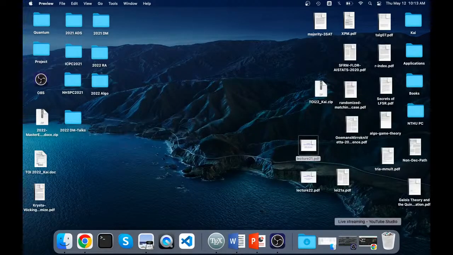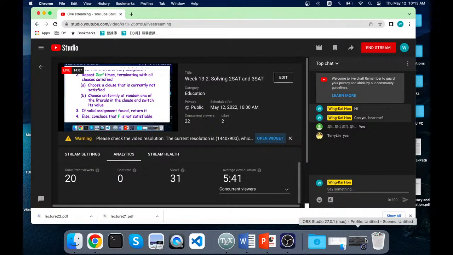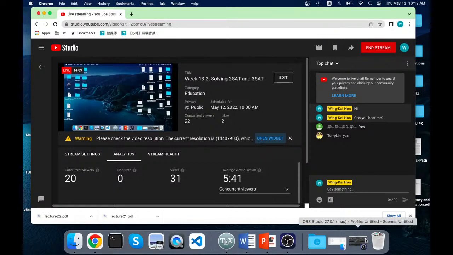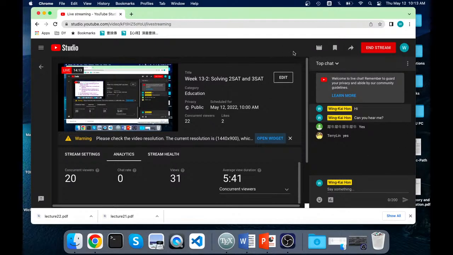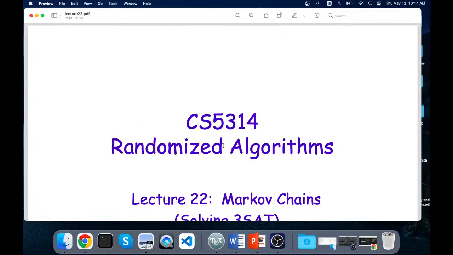Okay, so let me double check. I think everyone is okay with this, right? If we are all okay, let's now move on to the three-SAT case. You will see that the algorithm is extremely similar. So this is going to be lecture note 22.